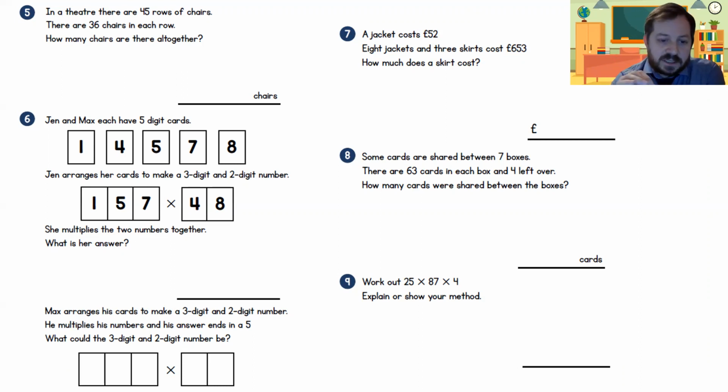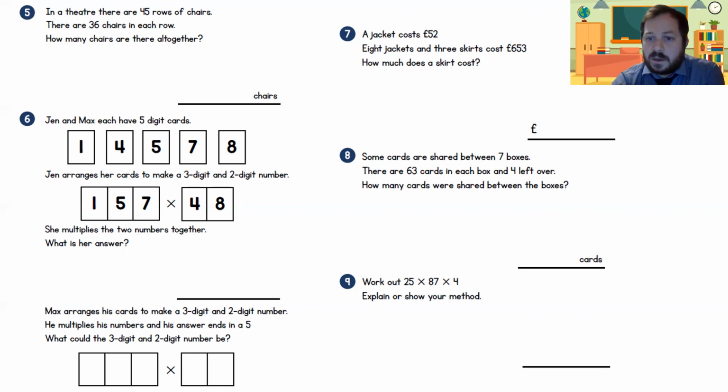And then Max arranges his cards to make a 3-digit and a 2-digit number. He multiplies his numbers and his answer ends in a 5. What could his 3-digit and 2-digit number be? So you could try it out, or you can use any patterns that you know. Number 7, a jacket costs £52. 8 jackets and 3 skirts cost £653. How much does a skirt cost? So in this, you have to think about multiple steps to get to your answer. You can't do it in one. Think about what needs to be done.